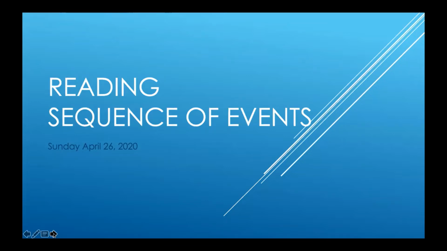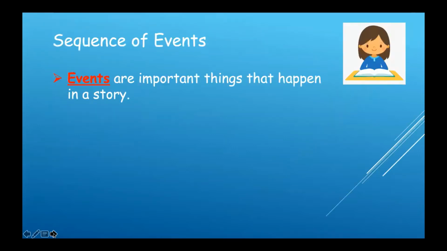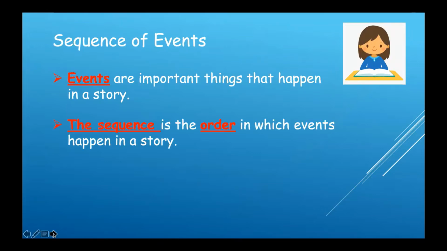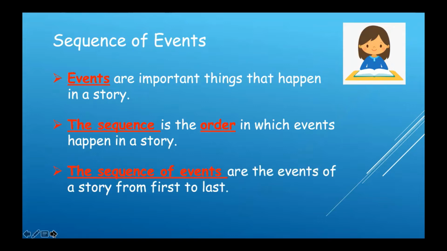Today we are going to learn about sequence of events in a story. Events are important things that happen in a story. The sequence is the order in which the events happen in a story. The sequence of events are the events of a story from first to last. It's important for us as readers to follow the sequence of events of a story in order to understand it. The sequence of events helps the reader retell the events of the story in order.